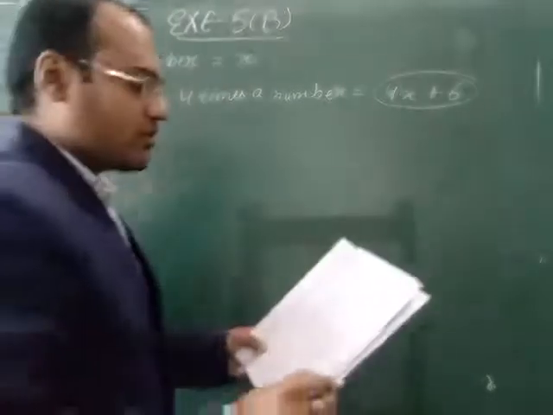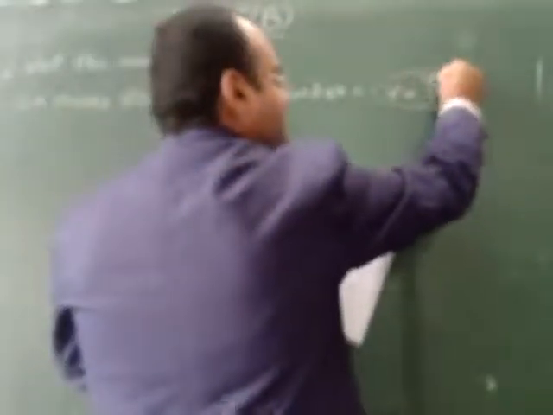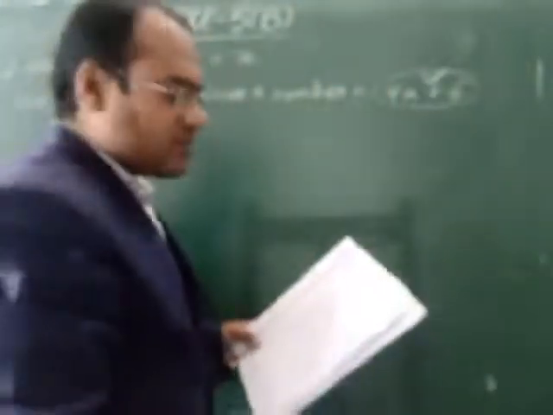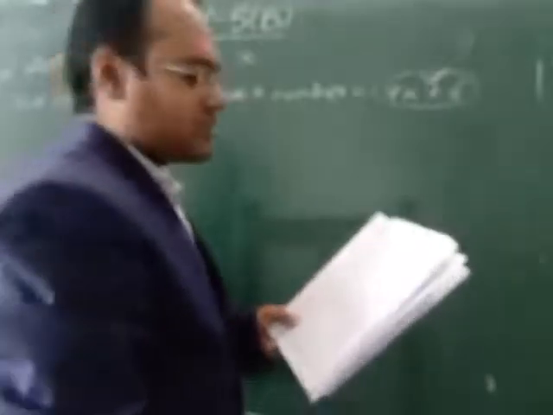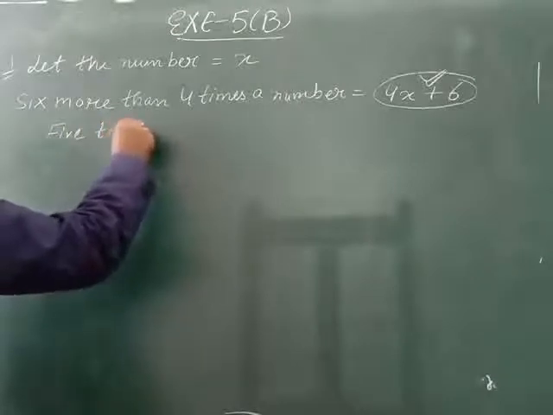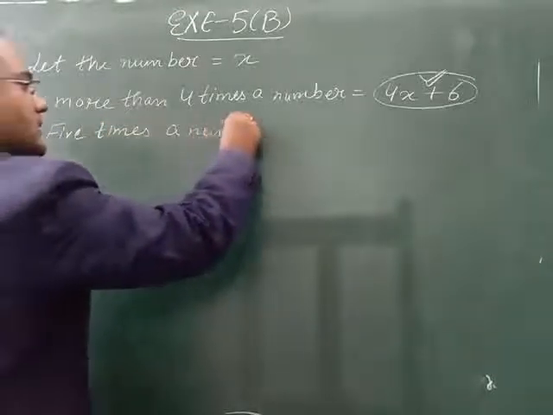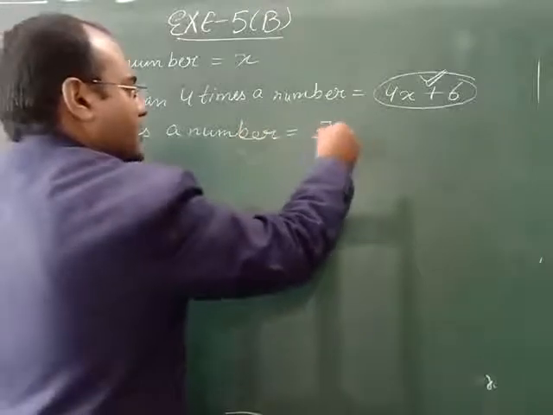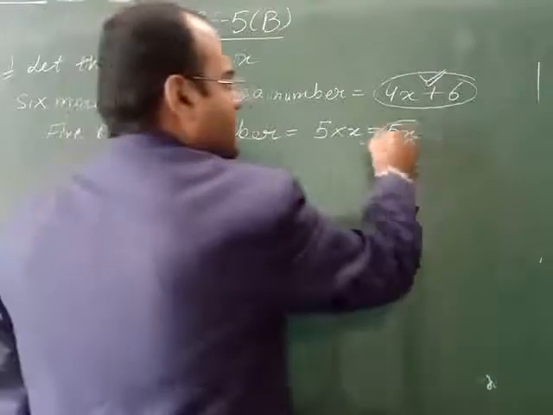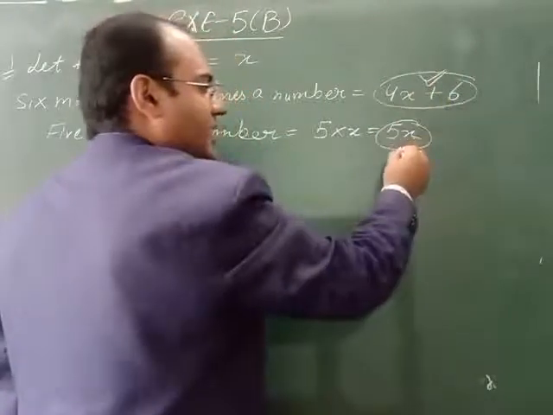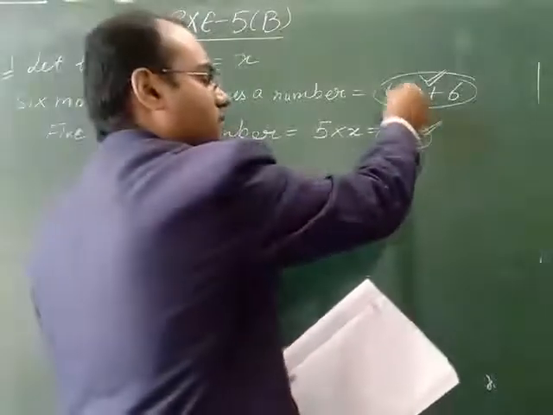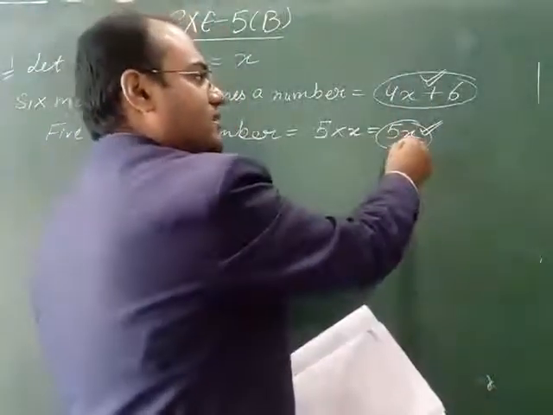So what is the question? This 4x plus 6 is 4 less than 5 times the number. Now we have to write 5 times a number. 5 times a number means 5 into x, that means 5x. So here two numbers we are having. One number is 4x plus 6, another number is 5x. And what is the question? Question is, this number is 4 less than this number.